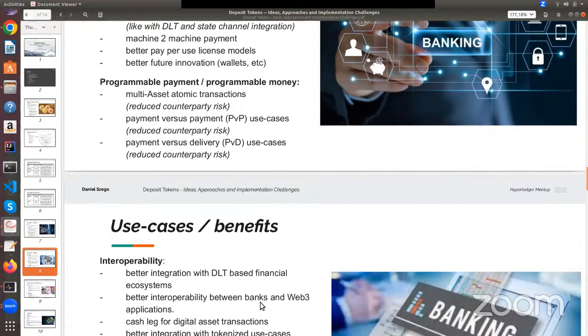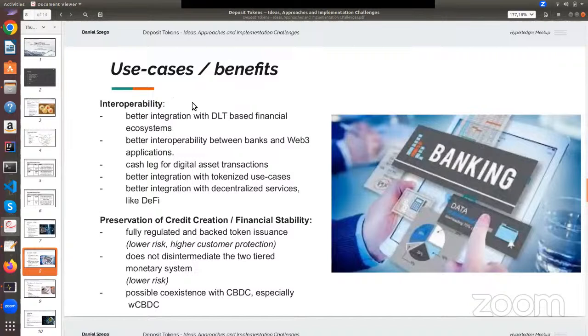So, further use cases and benefits. One big benefit is interoperability generally. The way I see it, and the way several people see it, there's a big gap between the classical financial world or infrastructure and these new blockchain based financial attempts. These are just experimentation at the moment, but despite that, it's pretty difficult to integrate them into the classical financial world. So a deposit token might provide a way for interoperability, integrating money in a very classical banking form with other DLT based financial ecosystems.